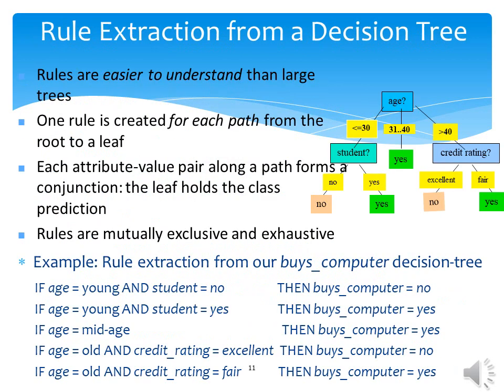Rules can also be extracted from decision trees. Each path from root to leaf forms a rule. For example, if age equals young and student equals yes, then Bayes_computer equals yes. These rules are mutually exclusive and exhaustive. They offer a simpler and more interpretable format than a full tree.